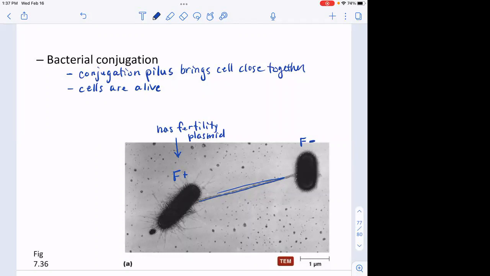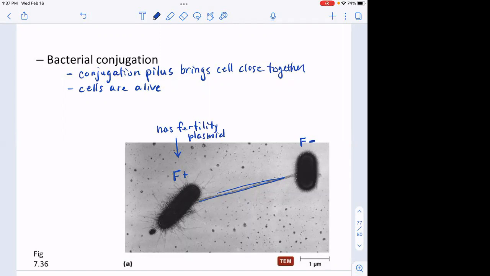So the question that came to my mind is, well, how does an F+ cell know that that other cell is F-? It probably doesn't. It would just reach out to any cell. It would not be able to attach to a cell that was F+. Okay, so an F+ cell makes some proteins on the surface that make it so the pilus can't attach.